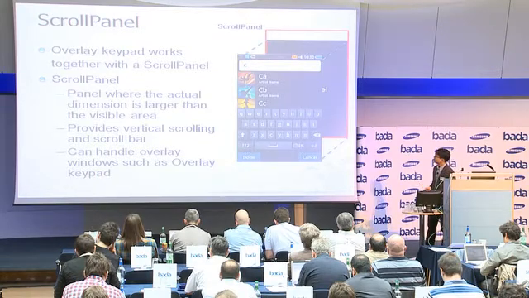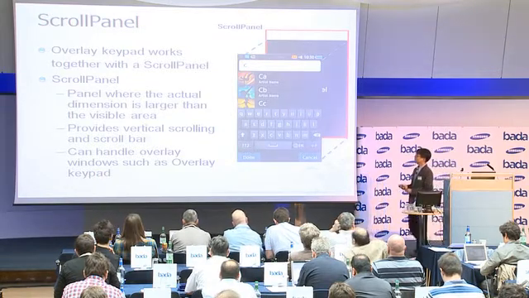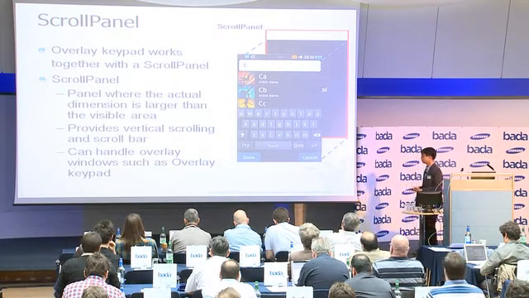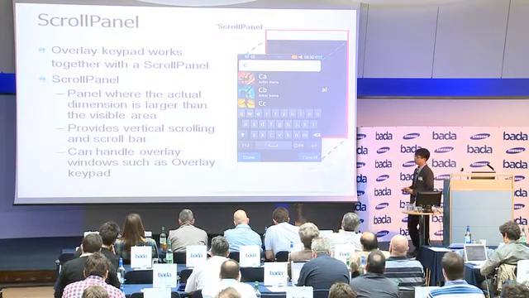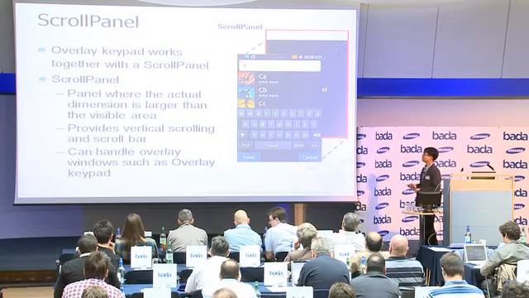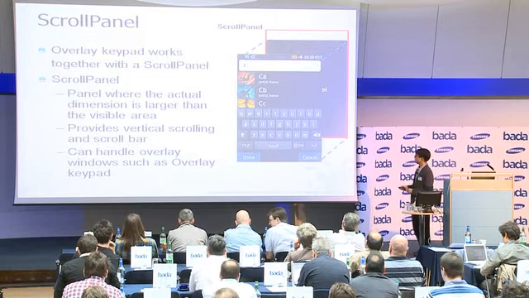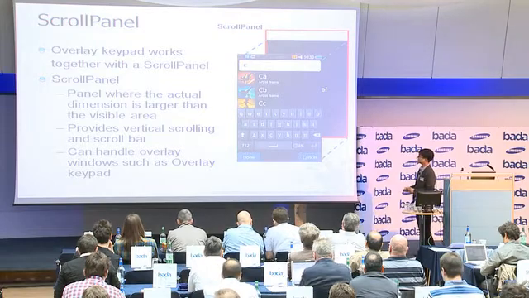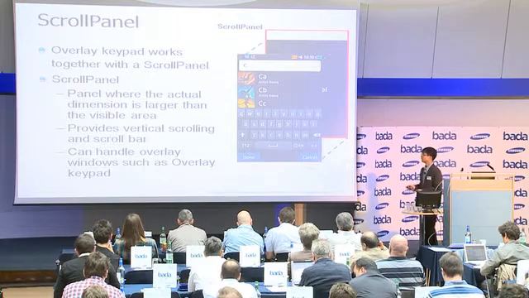Now, to use an overlay keypad, we have to understand the scroll panel. The scroll panel is a control that you use. You can add items to it. And scroll panel has a virtual area, so only a part of it shows on screen. And you can continue adding items to the scroll panel. So when it is scrolled, you would see the items that you've added to the bottom part of the screen. So that's the typical use case of a scroll panel.